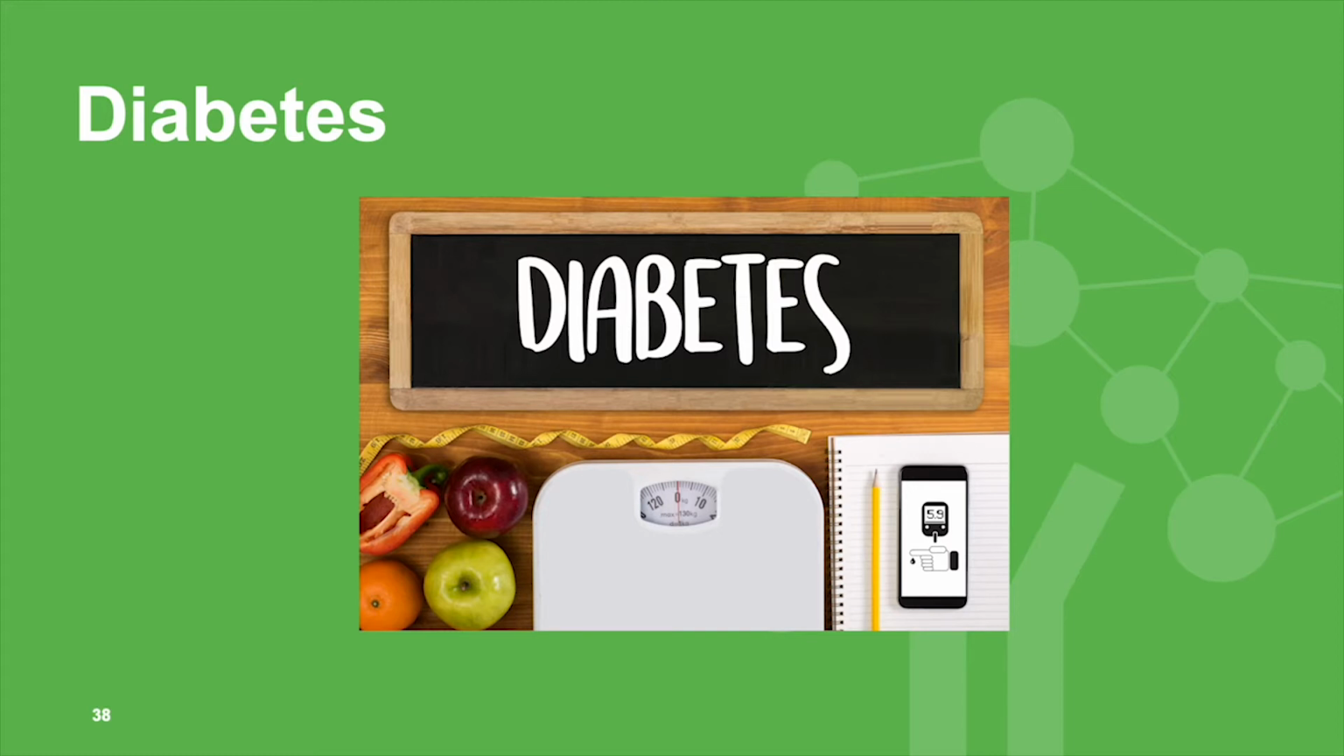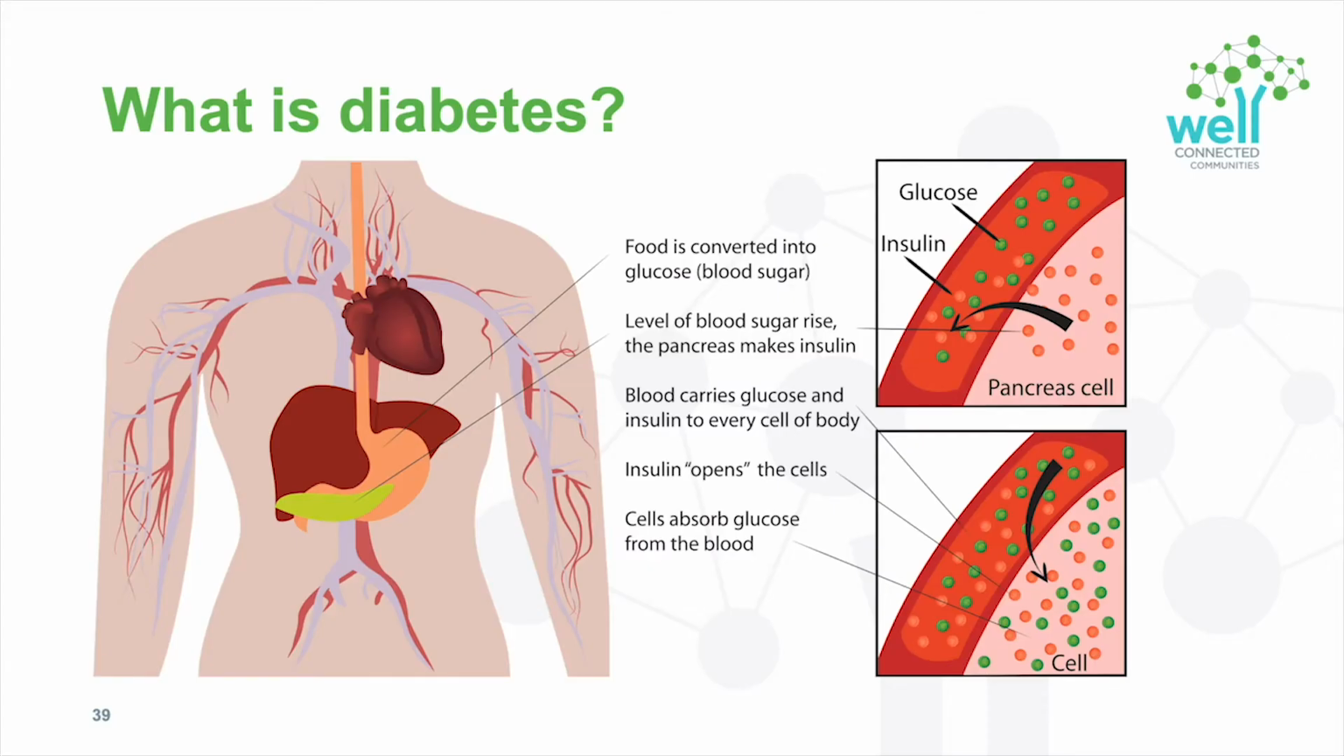Diabetes occurs when a person's blood sugar or blood glucose is too high. Foods that we eat are converted to blood glucose. Blood glucose is also made in the liver and muscles. The pancreas controls glucose in the blood because it makes insulin, and insulin unlocks the doors of cells so that glucose can enter and be used for energy.